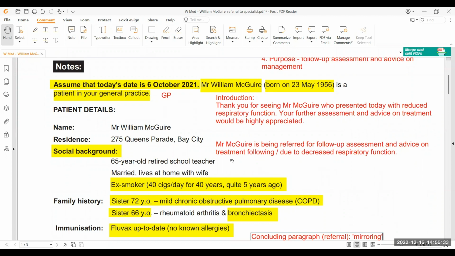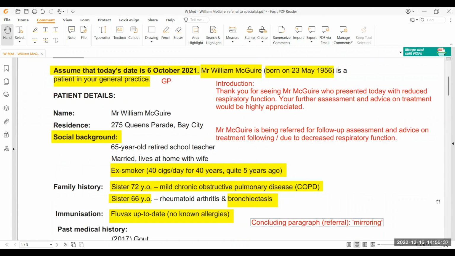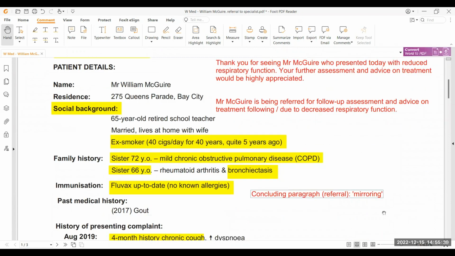What is your paraphrase here? Management. Advice on management. Okay, so we're going to use that. Okay. So for Dr. Tatiana, okay.